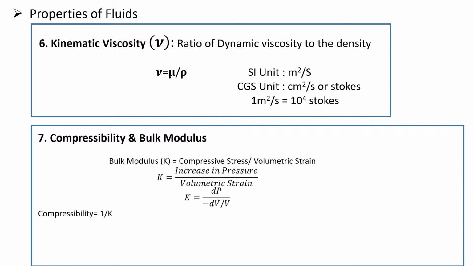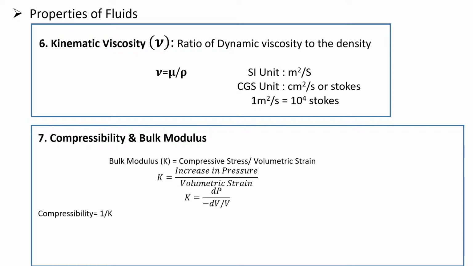So mathematically we can write K is equal to minus dP divided by dV by V. Okay, so dV is the change in volume and V is the original volume. The negative sign indicates that when we are increasing the pressure, the volume goes on decreasing. That's why the negative sign is there in the bulk modulus. And compressibility is the reciprocal of bulk modulus.